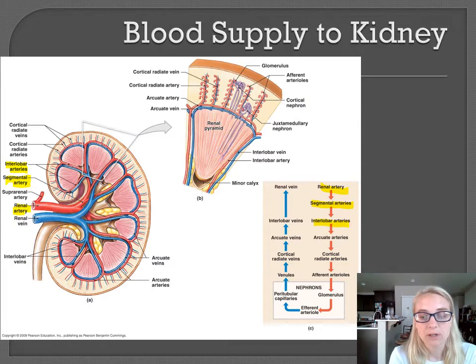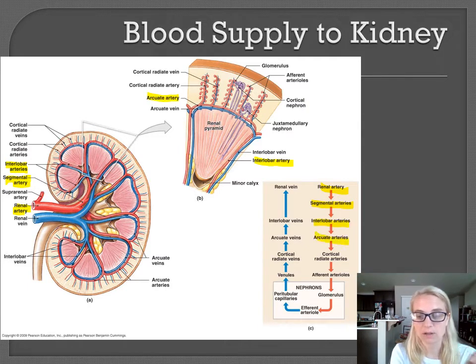So again, here's our interlobar artery, the red, right? This is a systemic circuit, so red is our oxygenated blood, but filled with things that we want to get rid of. When we reach the barrier between the cortex and the medulla, our interlobar artery is going to take a 90-degree turn and turn into our arcuate arteries.